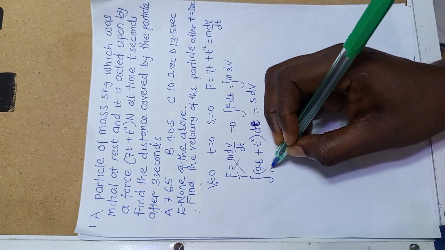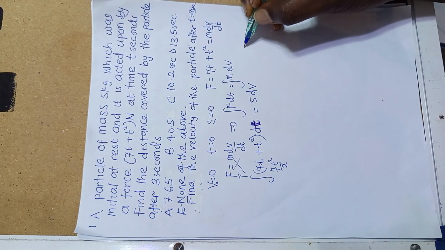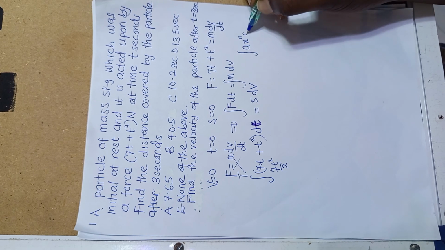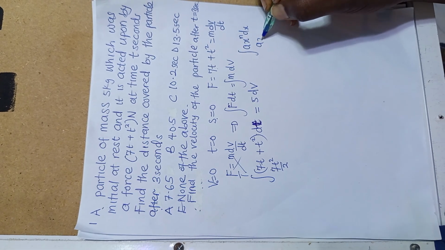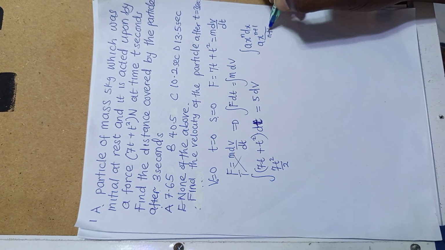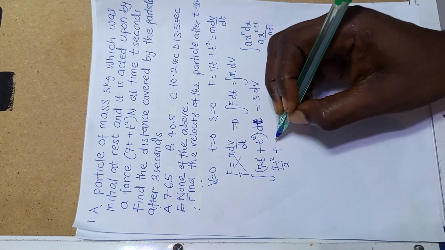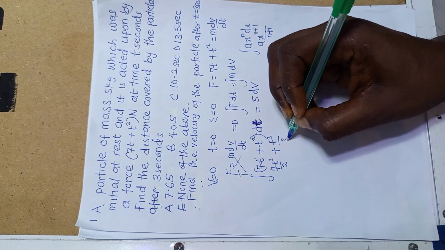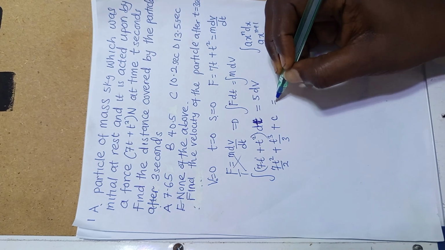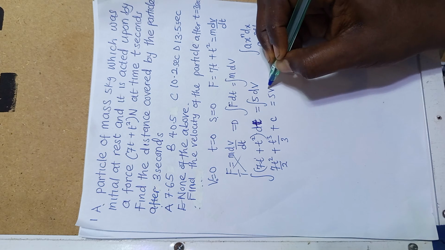Integrating, I have 7t squared over 2. Remember integration: to integrate a x to the n, you have a x to the n plus 1 over n plus 1. Add 1 to the power, bring the power down, add 1 to it, plus t cubed over 3, plus c, equal to what? If you integrate 5 with respect to v, you have 5v.